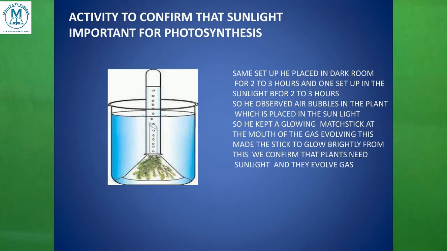These two setups, one we have to put in sunlight and the other one we need to place in the dark room. Understood? So when you observe, the equipment which is placed in sunlight starts producing some bubbles into the test tube. And the equipment which is set up in the dark room doesn't produce any air bubbles.